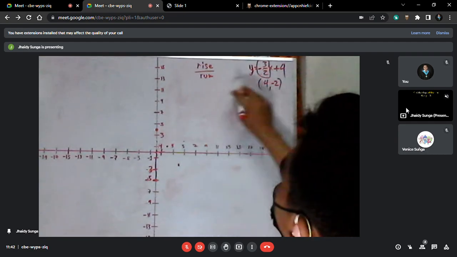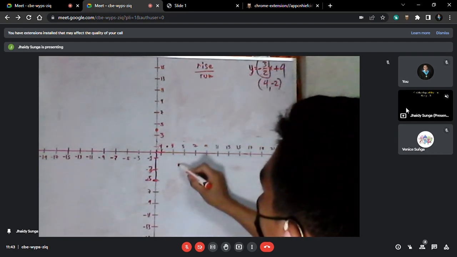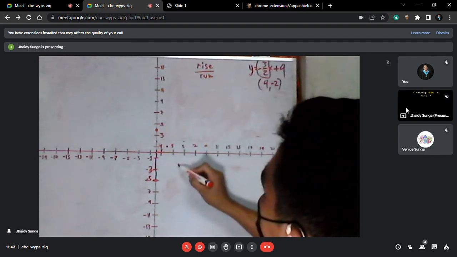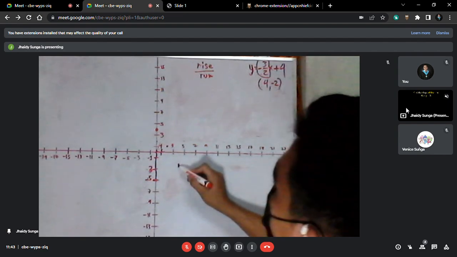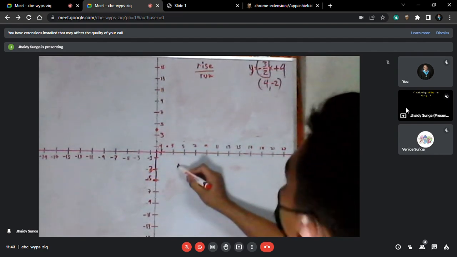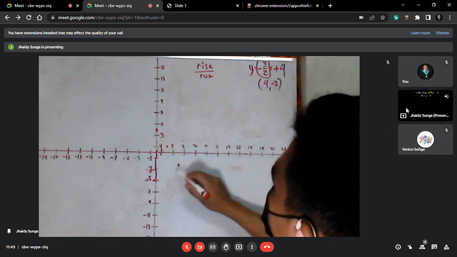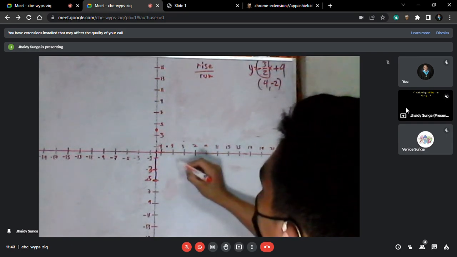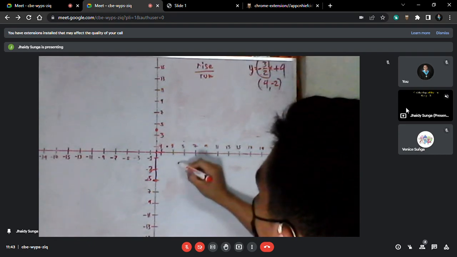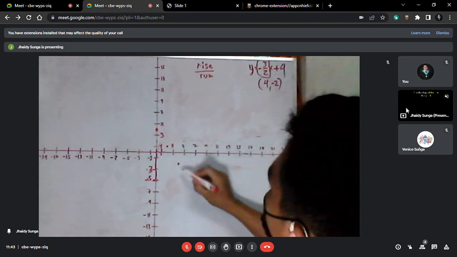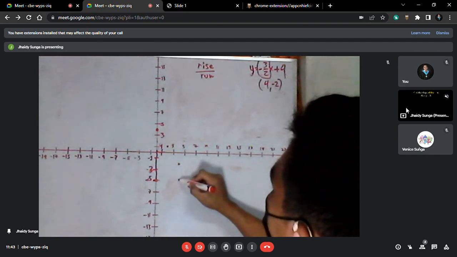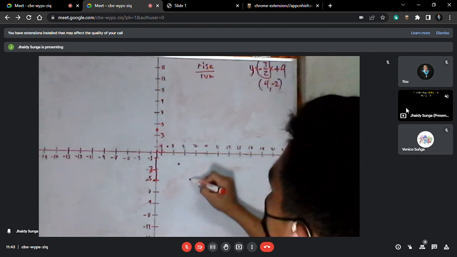How about if we still continue? Negative 3, we are going to rise below. So this is from 2. This is from 2. So 1, 2, 3, 2 and 4. If you're going to rise below, 1, 2, 3, and we're going to run 2: 1, 2. So it is this one.